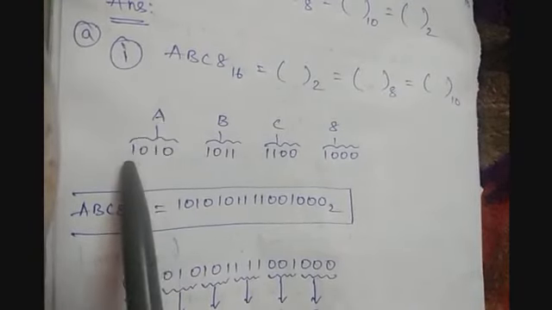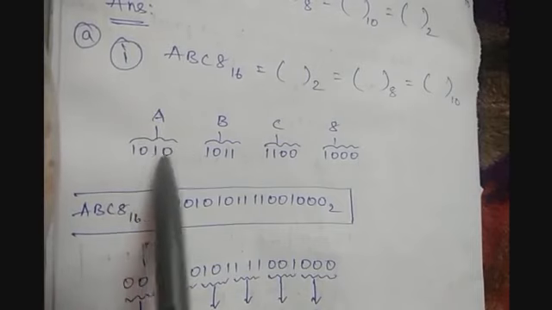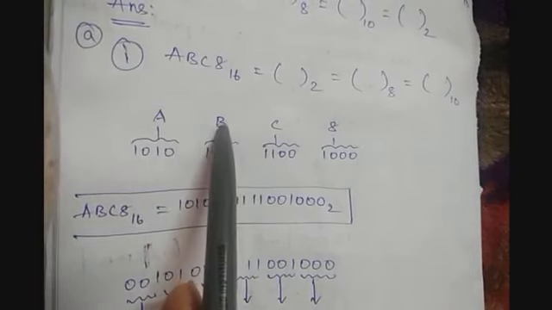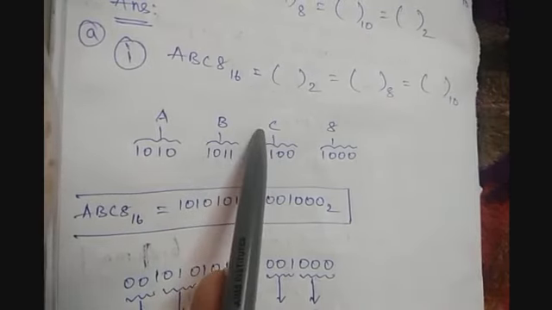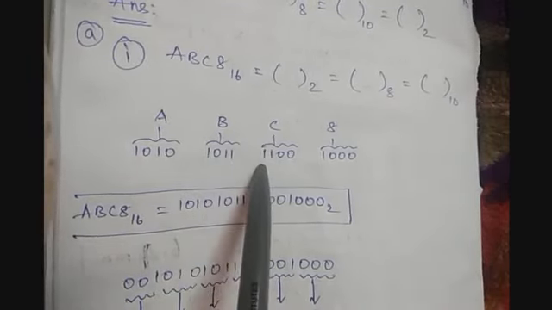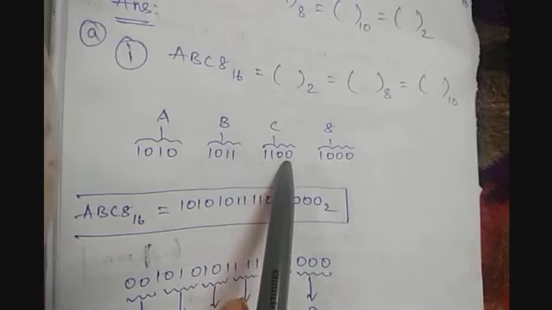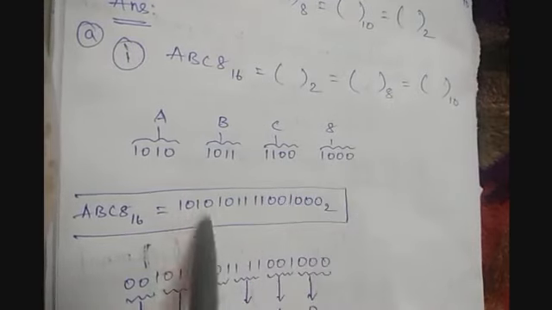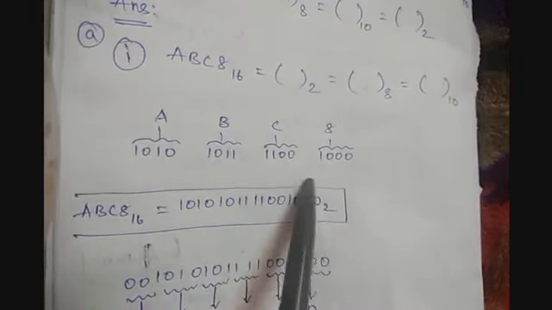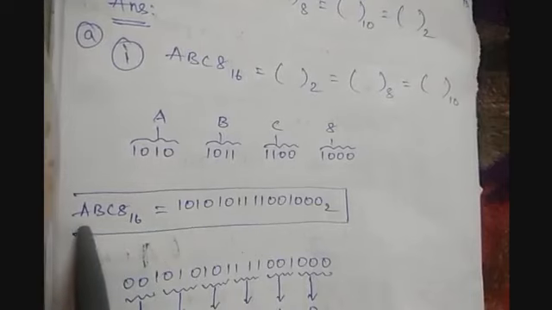A means 10. So the binary equivalent of A is 1010. B means 11. Binary equivalent of B is 1011. C is 12. Binary equivalent of C is 1100. 8. Binary equivalent of 8 is 1000. And this is the binary equivalent of ABC8.